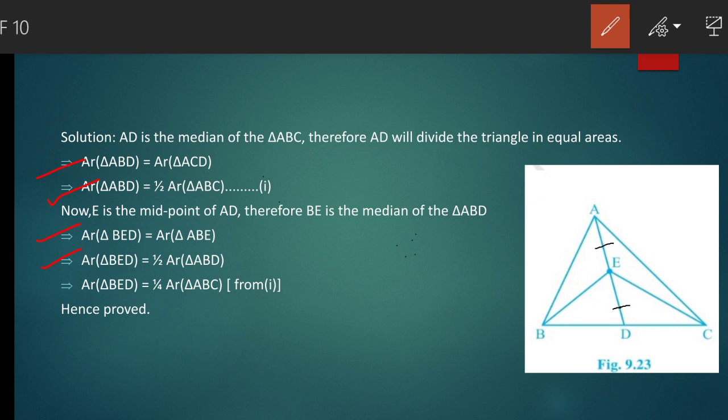Now in place of ABD we are going to place half of area ABC. So half into half of area of the triangle ABC is equal to half into half, which is 1/4. So we have got 1/4 area of the triangle ABC. Hence it is proved that BED is 1/4 of the triangle. Area BED is 1/4 of the area of ABC.